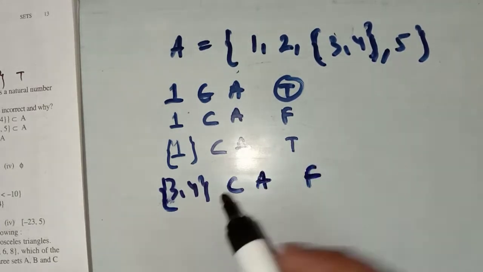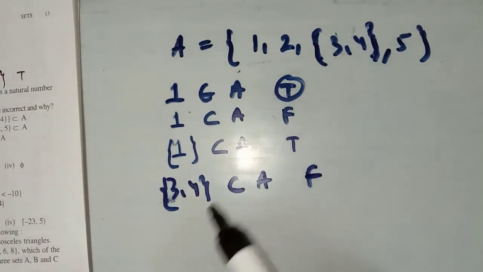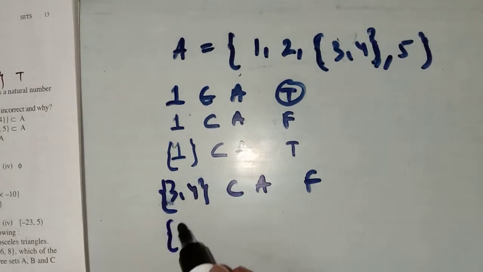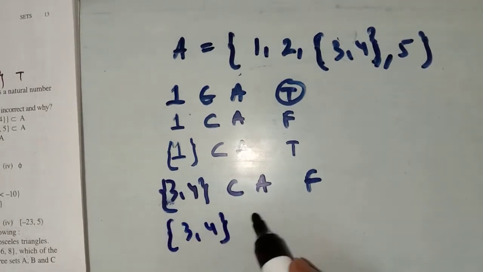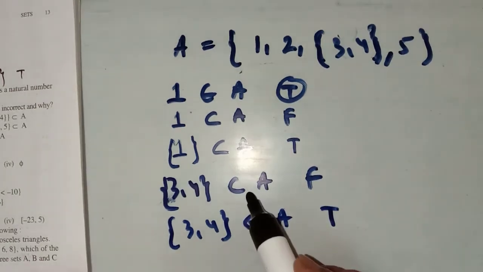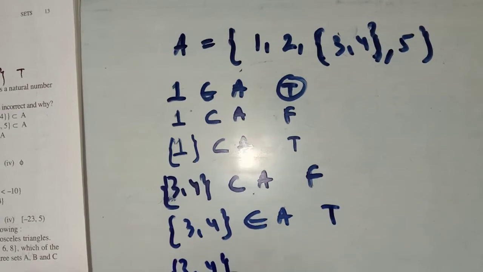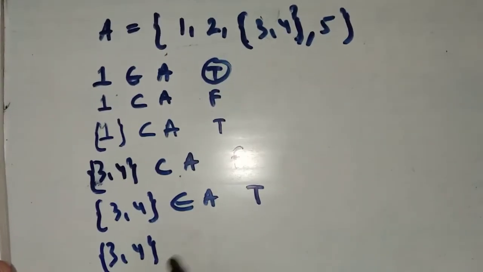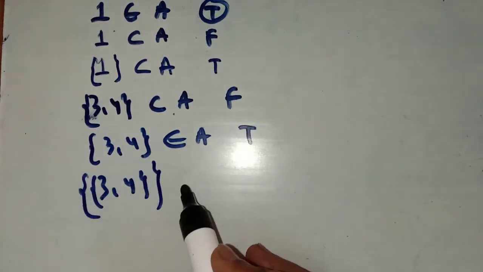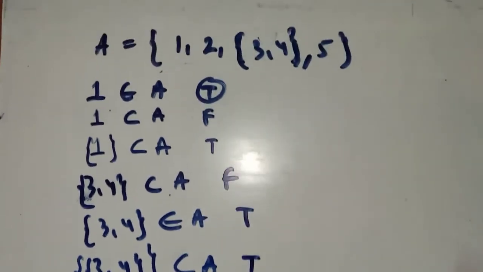This is false, because this element is coming as it is. Now when the element is coming as it is, it should belong to the set A. To make it true, it will be belongs to, like this, A. This is true. Now how do we make this true also? It is {3, 4}. To make it a subset of this, we should have one more curly bracket to make it a subset of this. Then it will become true. See it very carefully.